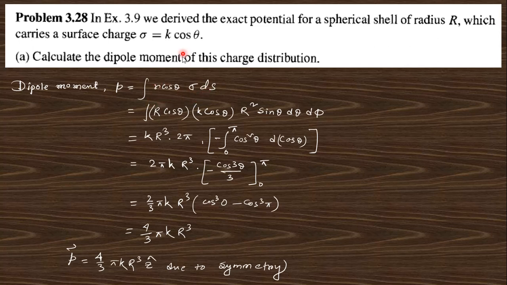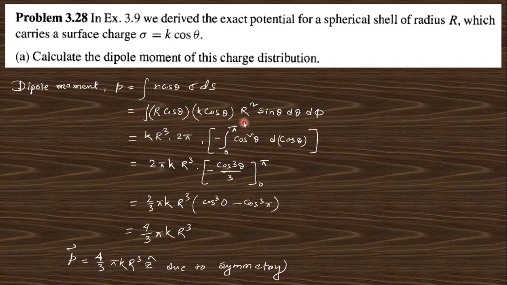So putting in these values, r is capital R because we are on the surface, r cos theta, and sigma is k cos theta, and dS, the small area on the surface of the sphere, is nothing but R square sin theta d theta d phi. If you integrate over phi, the integration of d phi gives you 2 pi.